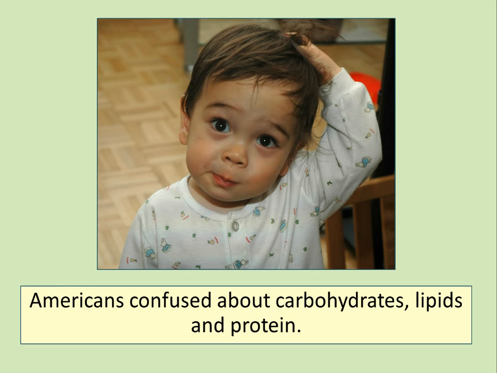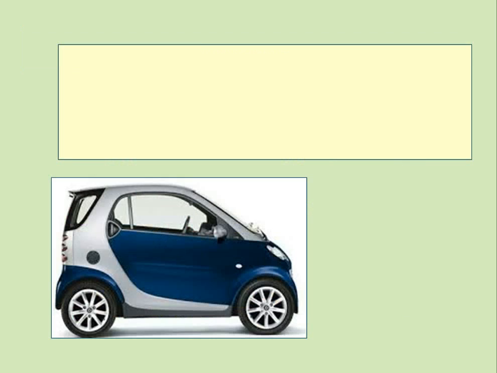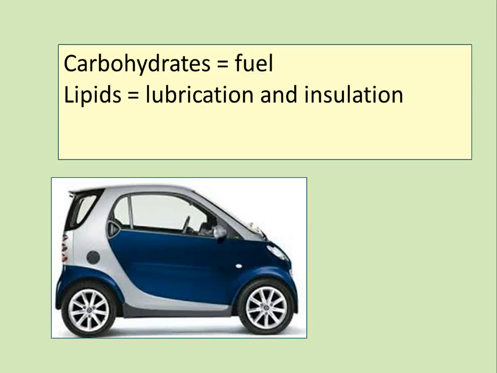I think that we Americans are confused about the three major nutrient groups: carbohydrates, lipids, and protein. Let me take a few moments to discuss the functions of each in our bodies. Let's compare our bodies to a car, for example. Carbohydrates are like gasoline for fuel. Lipids are like oil for lubrication and insulation. And protein is like structural materials, like metal.